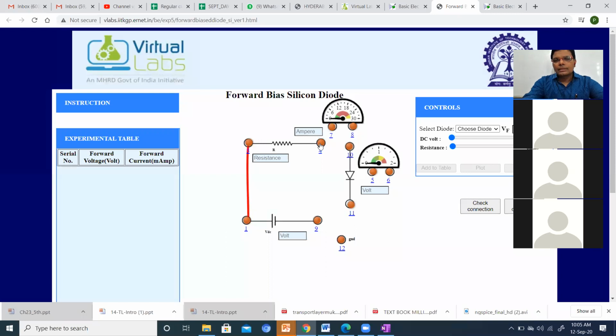Next, always connect the ammeter in series. So connect the positive here, negative to the diode. We have to connect the voltmeter in parallel. Like this, in parallel, always. This is volt, meaning voltmeter. Ampere means ammeter. Forward bias. Simple connections.